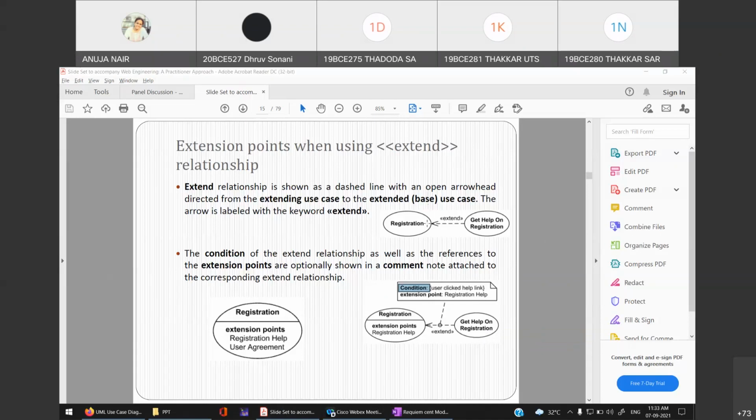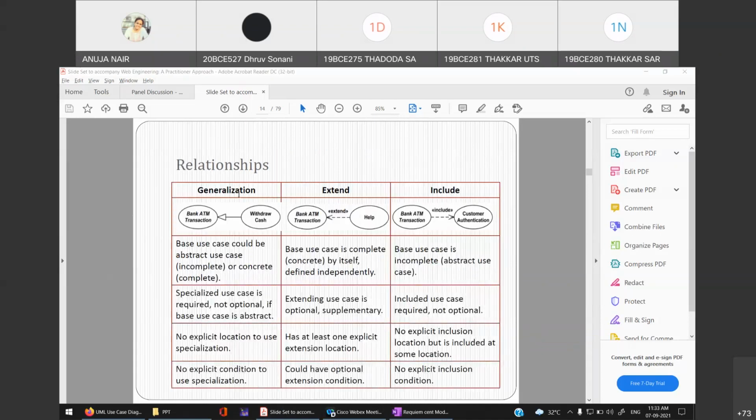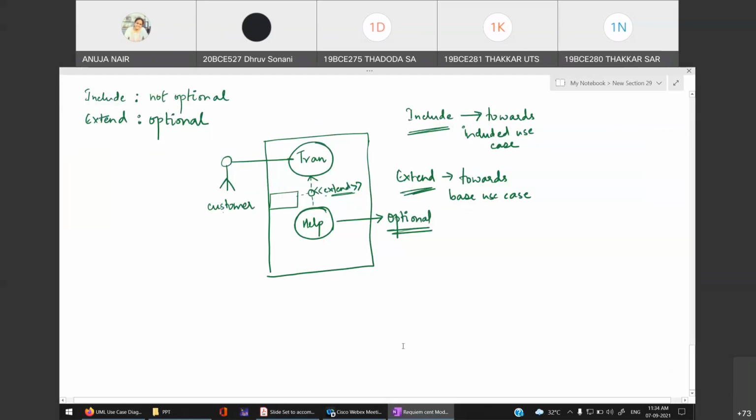Okay, great. So now we will move on to our last topic of use case, which is generalization. So do you remember your inheritance part in Java? What is inheritance? Dhruvi, I will repeat extension point. Let me first finish generalization. I'll repeat after that.